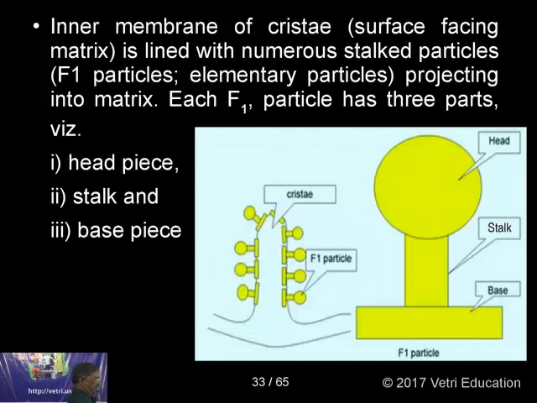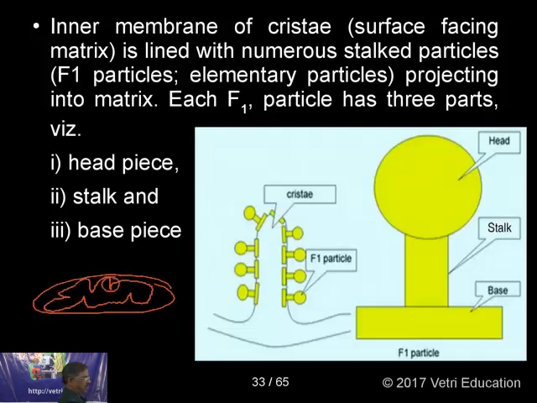Inside the cristae, as I told you already, there you can find this is the outer membrane, and the inner membrane having infoldings. These infoldings are called the cristae. If you enlarge one infolding, it is like this. There you can find a number of F1 particles. Each F1 particle has a base, a stalk, and a head. The head contains the ATP synthetase enzyme.